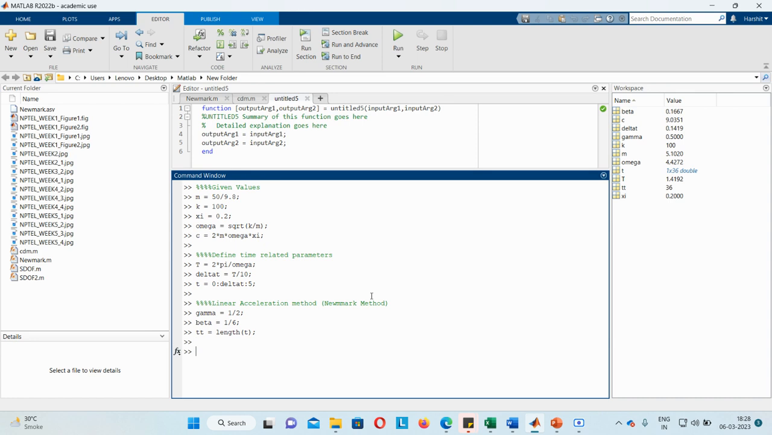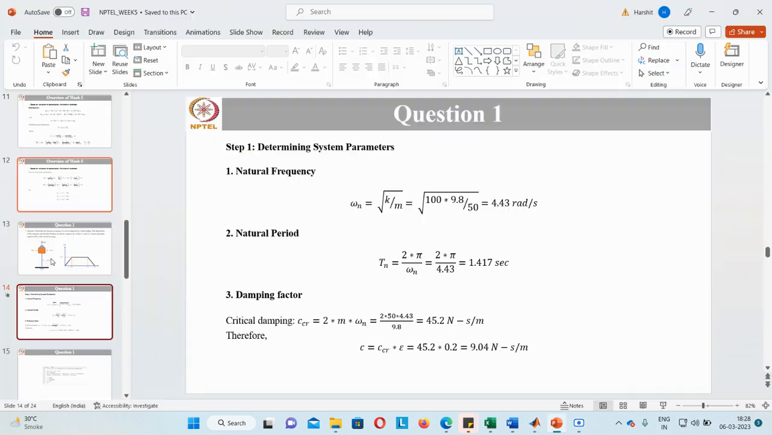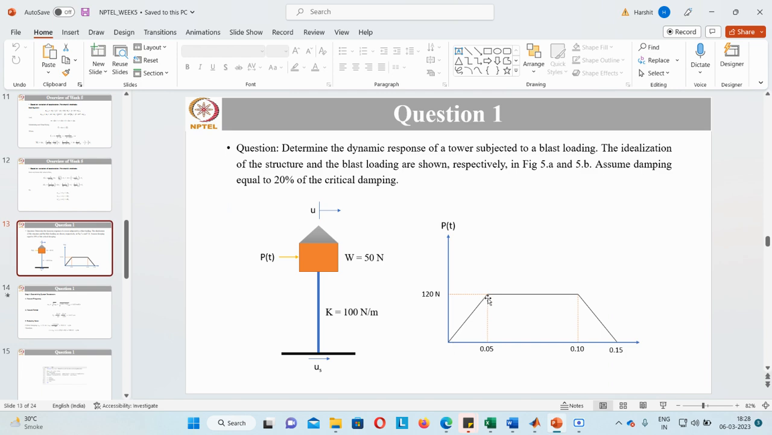Now we have defined the given values. We have seen the time related parameters and we have defined the initial values for Newmark's method. Now we need to define the forcing function, because our forcing function is a kind of a ramp function where the value is initially increasing, then it remains constant, then it is decreasing, and then it is zero. So we need to define a function. This function we need to define first.